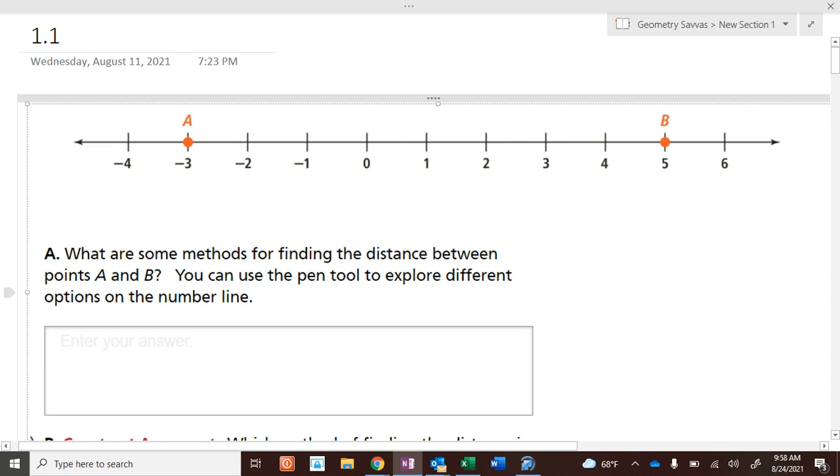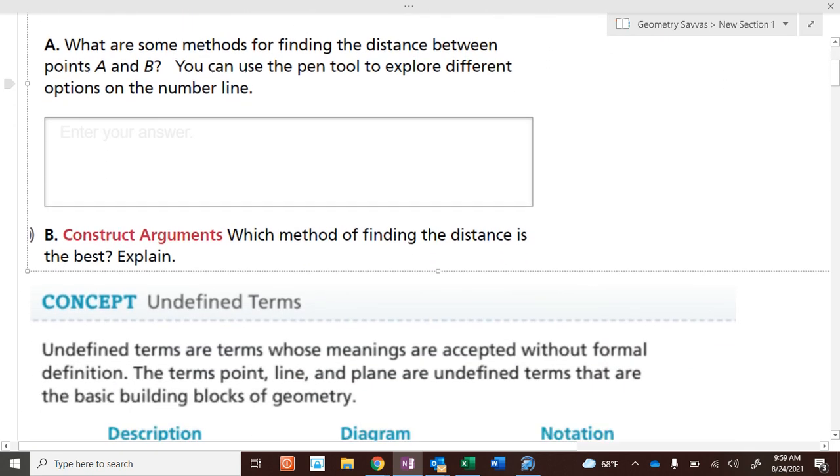Okay. But if they're at 2 and 5, that wouldn't work. So which methods would work? Would Chase's method of counting work? Would Tate's method of subtracting work? Okay. So those 2 methods would work. Which is best? Well, does it always have to be the same situation for the best? Because if they're like 2 apart, I would just count instead of trying to subtract. But if they're 34 apart, what would you do? Subtract instead of trying to count 34 numbers. So it all depends on the situation, what you need to do.